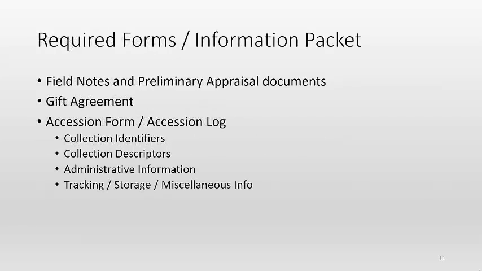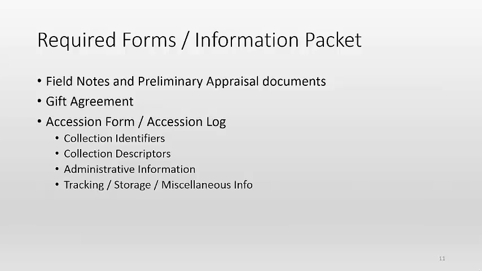Usually it's governed by a number of forms. A packet of forms should begin to develop at this point. The packet should include all the field notes and the preliminary appraisal documents that have been made by the collection development archivist or by you if you're developing the collection. The gift agreement should be in there. And most important is the Accession Log or the Accession Form.